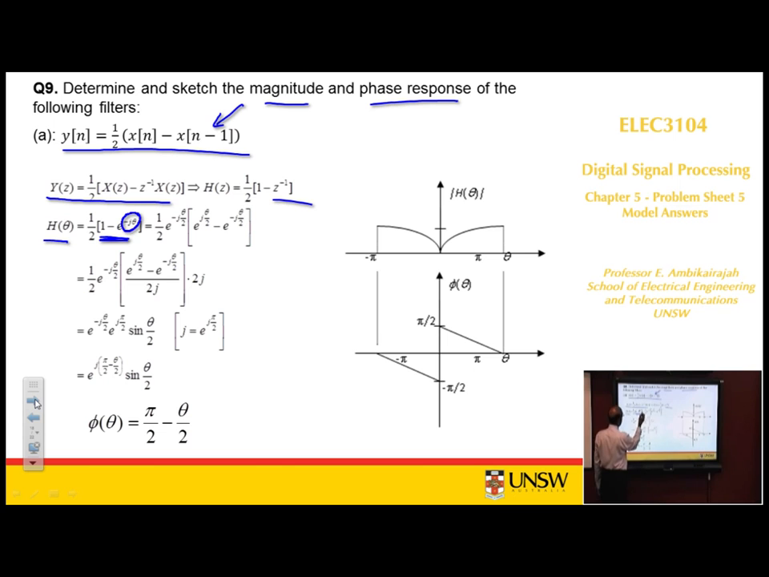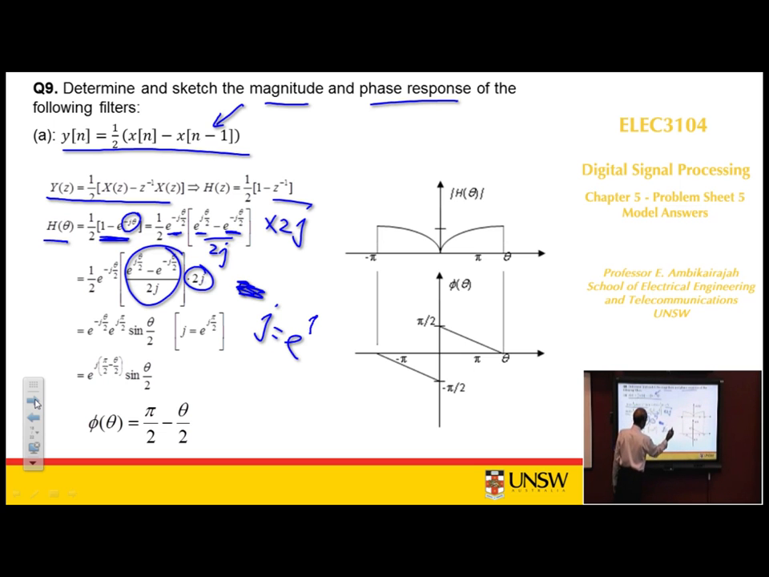Always you take a half of that out. So half times of that. That will give you a plus here and minus. That will be a sine term. So you need to divide by 2j here and multiply by 2j. Once you do that, you will find this will become, yeah, there I have done it. Then there will be a j there. j is equal to e to the power j pi over 2. So it gives you a phase of pi over 2.